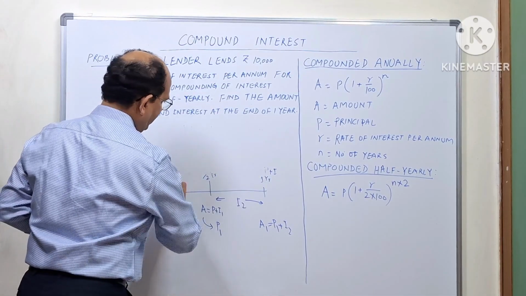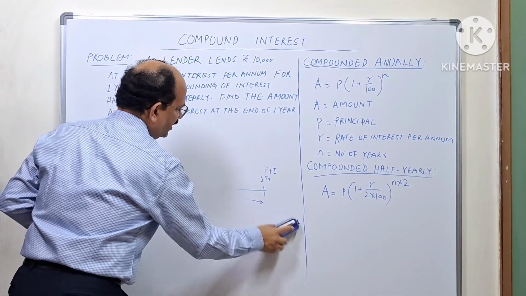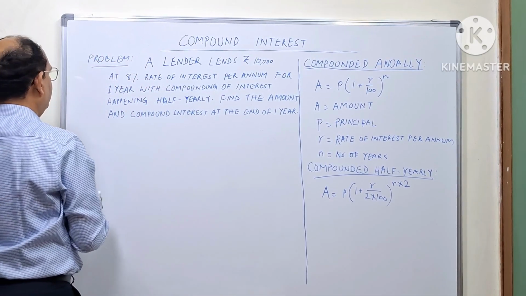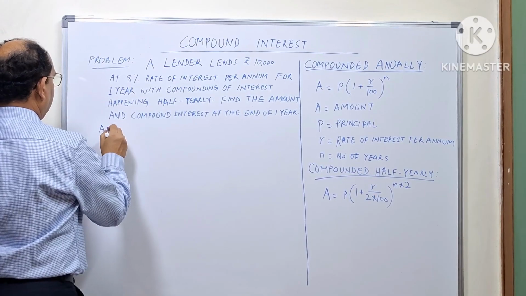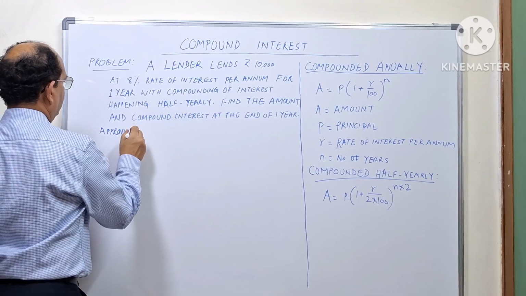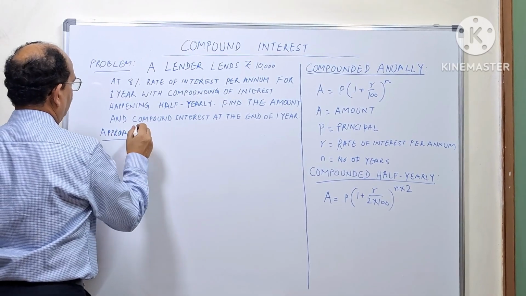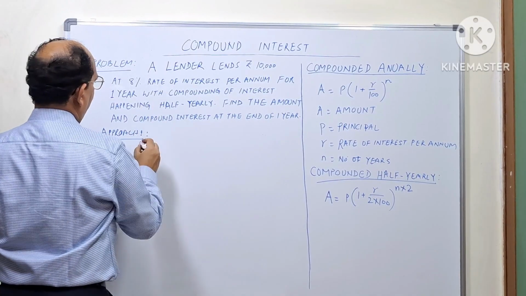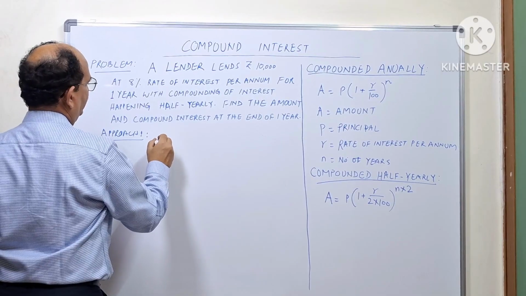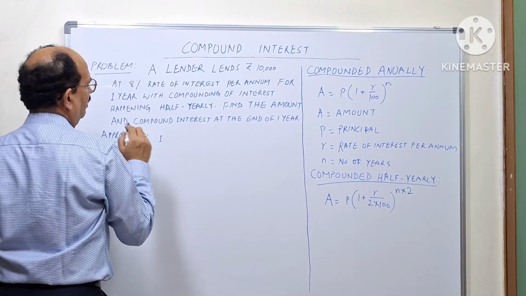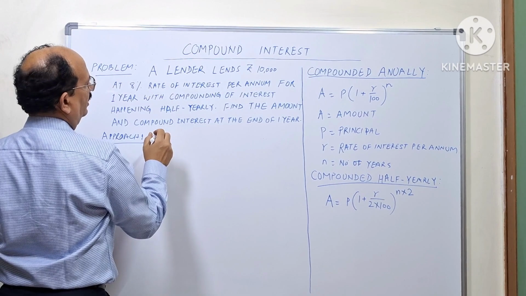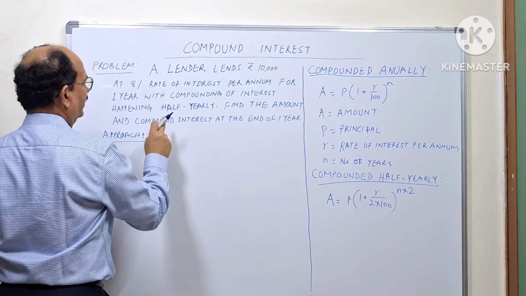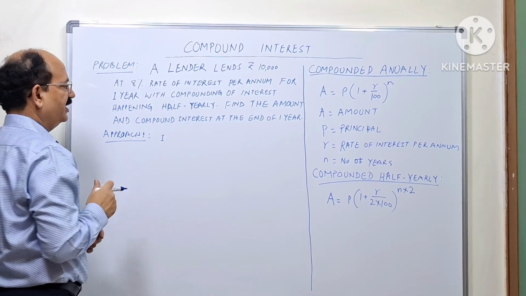So let's try understanding this problem with the first approach, approach 1. If we solve this with the first approach, I have to first calculate the interest for half year, because the compounding is happening half yearly.